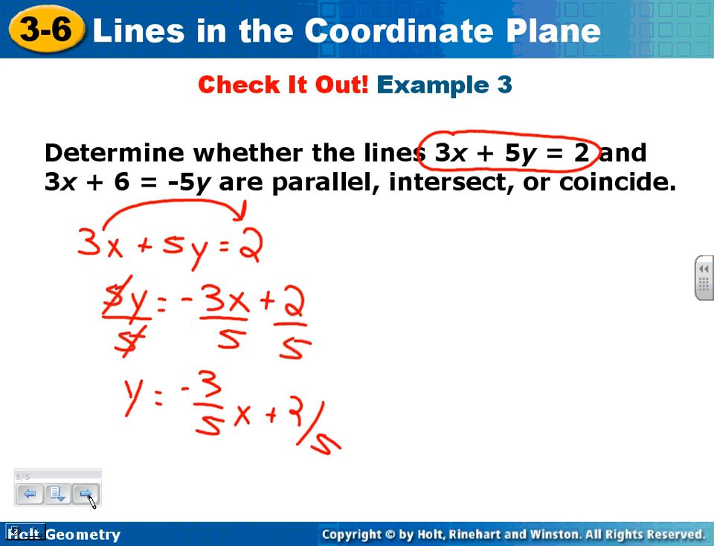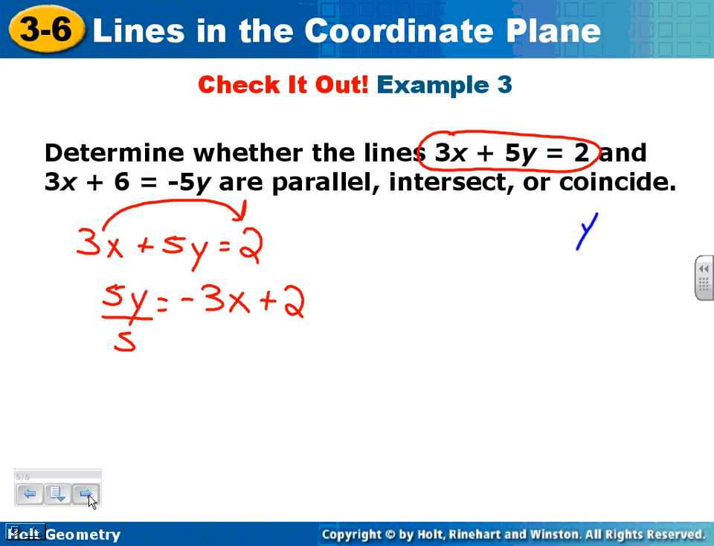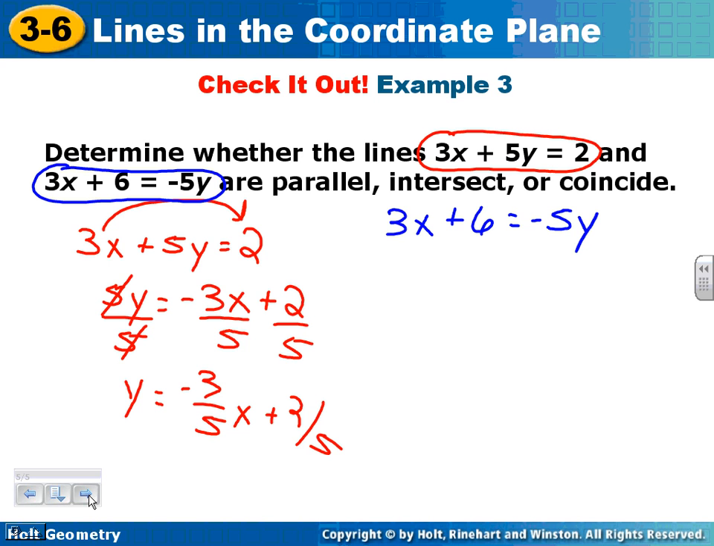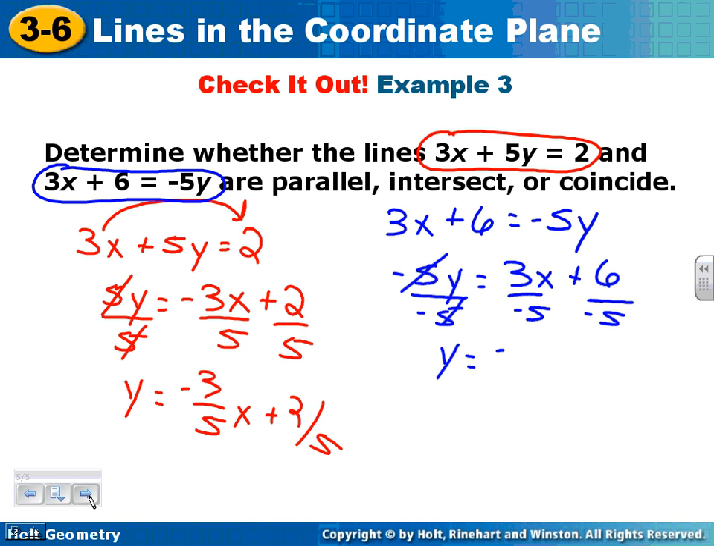So let's compare that to the second one, which is this one right here. 3x plus 6 is negative 5y. And let's flip that around. Let's put my negative 5y first. 3x plus 6. Then divide by negative 5. Simplify, so y would be negative 3/5 x minus 6/5.